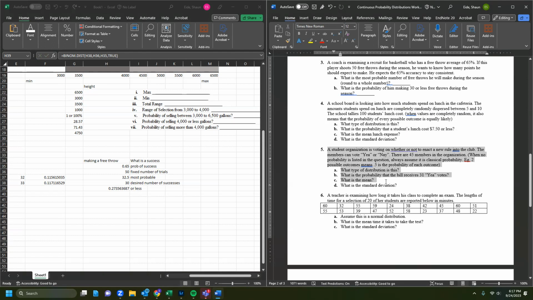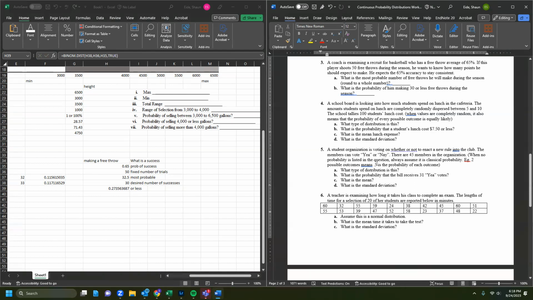A student organization is voting whether or not to enact a new rule into the club. The members can vote either yay or nay. There are 45 members in the organization, and this is really important: when no probability is listed in the question, always assume that it's classical probability. I didn't put any probability in here.